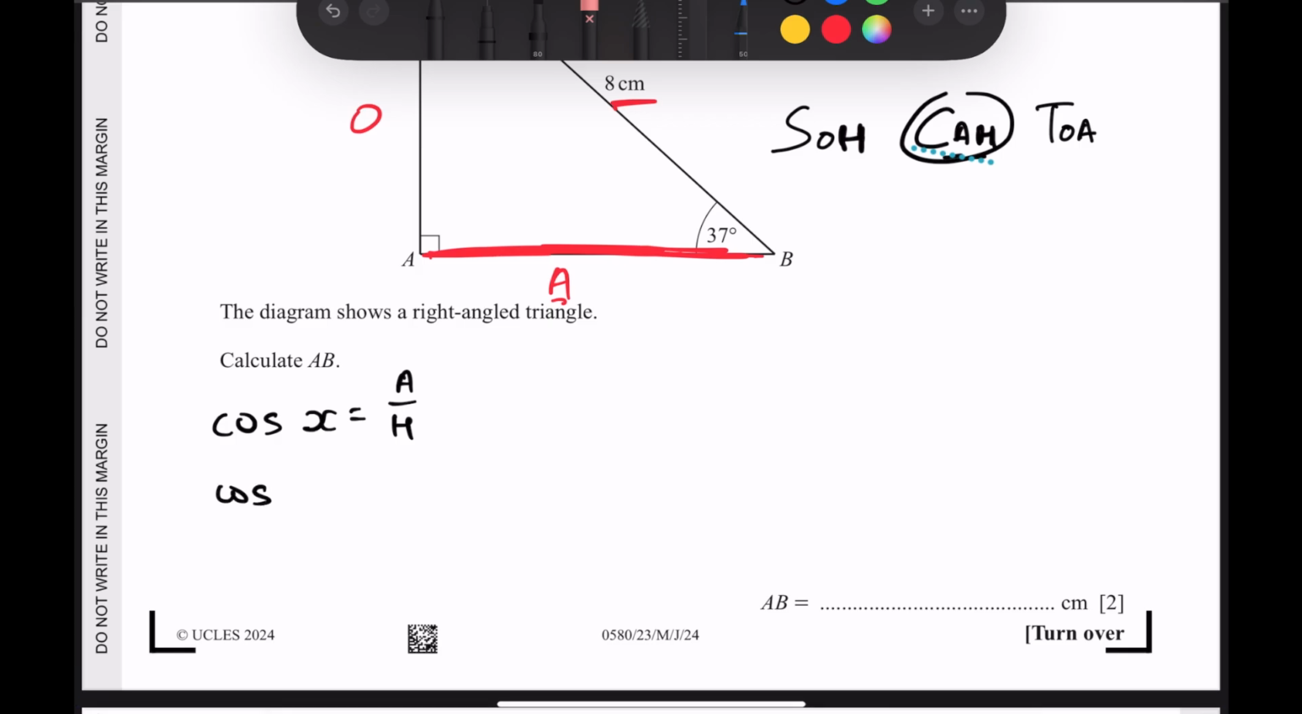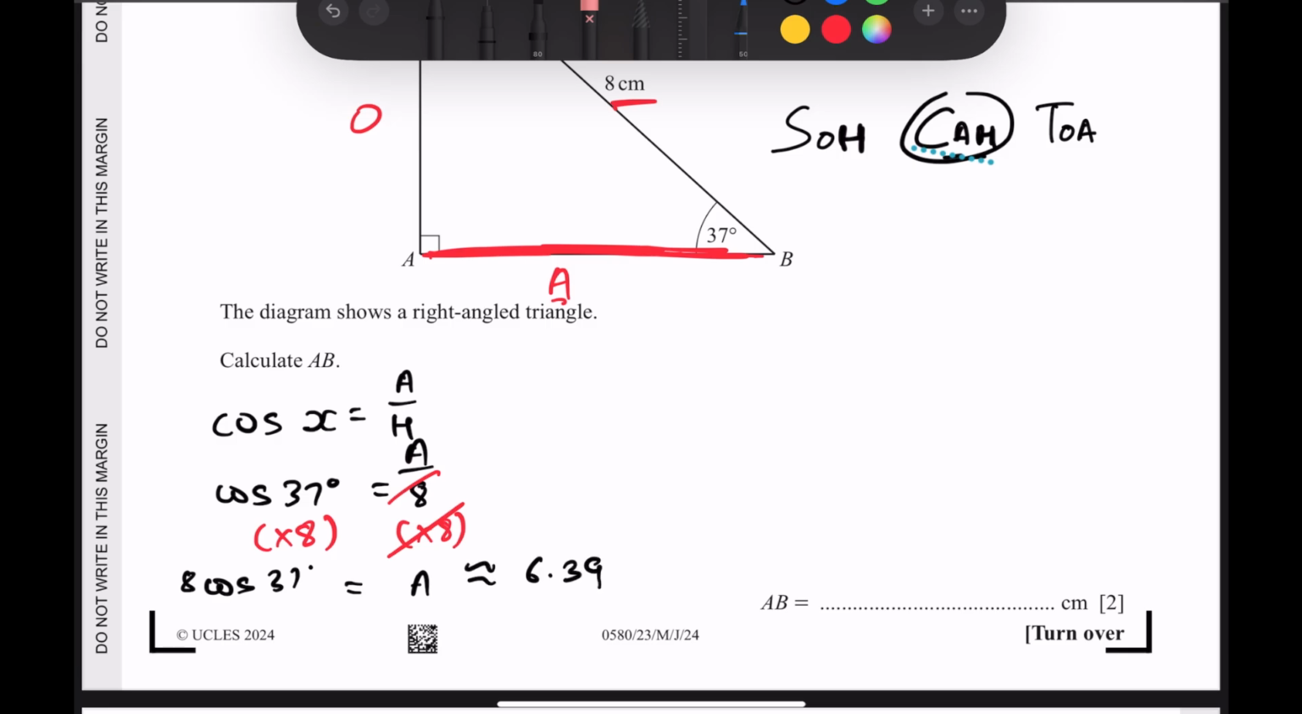the angle is equal to 37 degrees and the hypotenuse is 8 centimeters, if you multiply both sides by 8, this cancels off with the denominator and means that the adjacent is equal to 8 cos 37 degrees, and this when rounded to 3SF is equal to 6.39. Therefore, the final answer is 6.39.